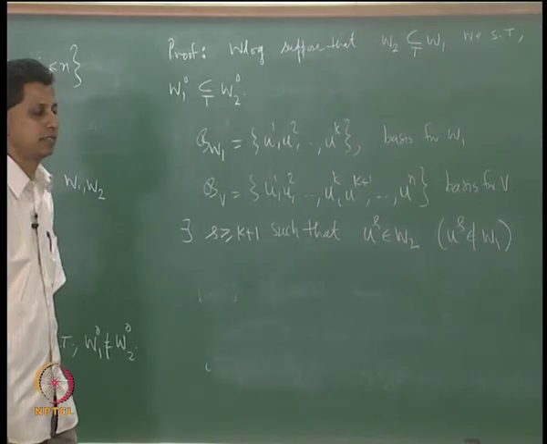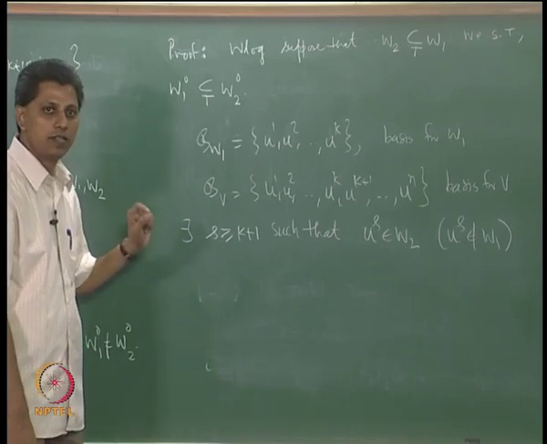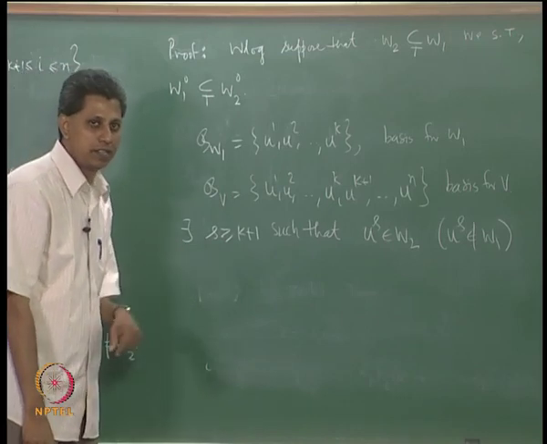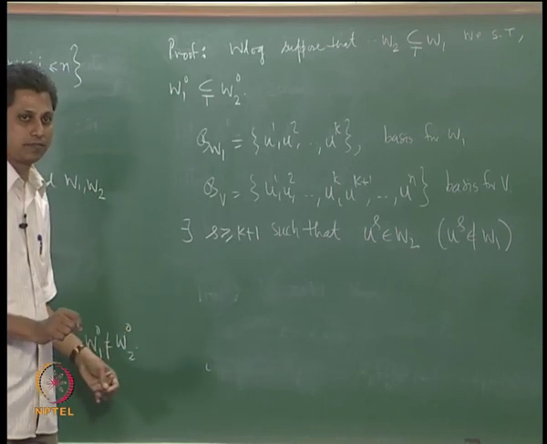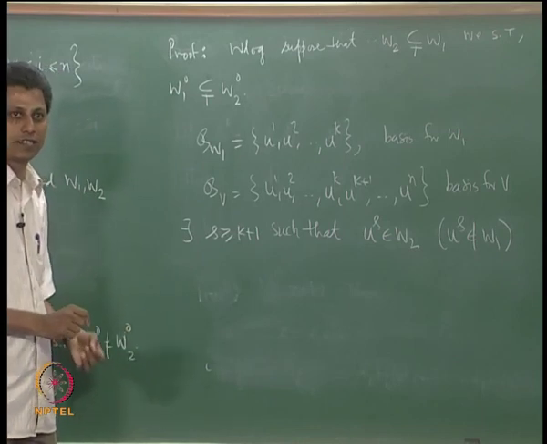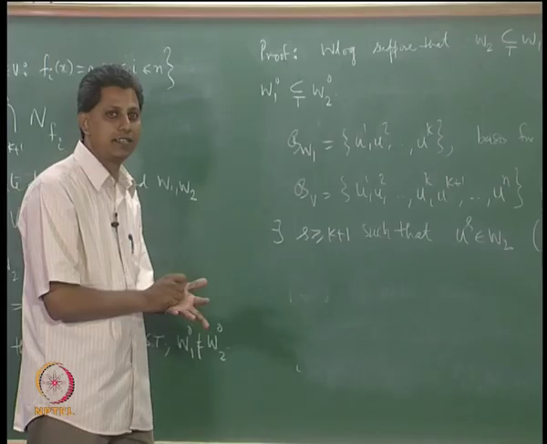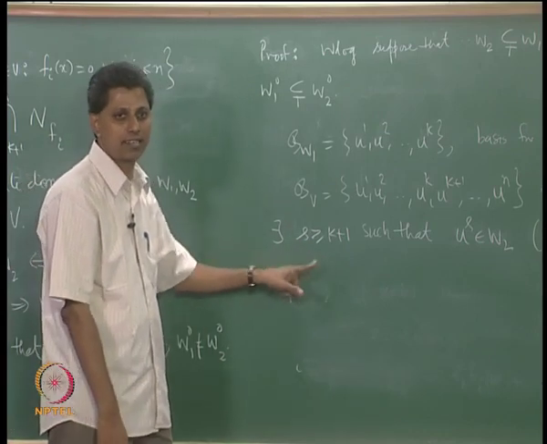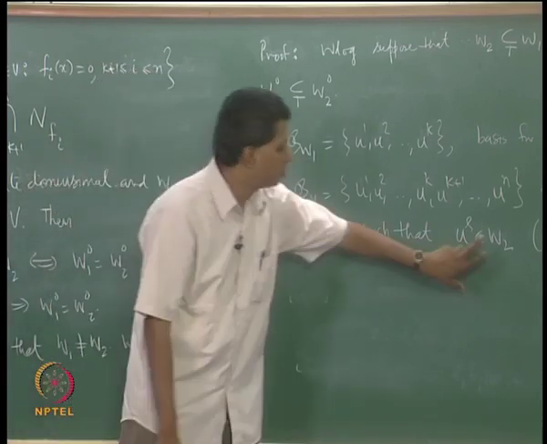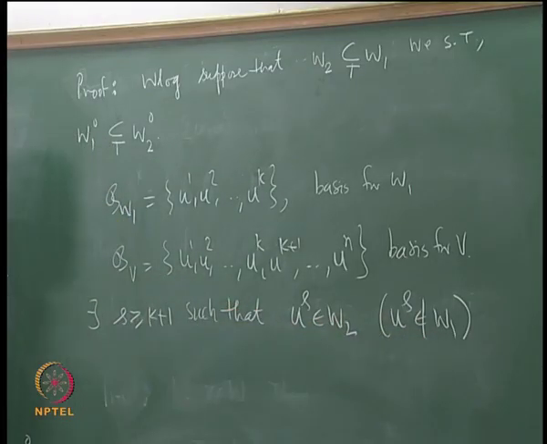W2 is a subspace. So there is at least one S for which US does not belong to W1, but those UIs that belong to W1 are indexed by 1 to K. So if there exists a US that does not belong to W1, it must be corresponding to an index that is greater than or equal to K plus 1. So there exists S greater than or equal to K plus 1 such that US obviously does not belong to W1, but it belongs to W2.